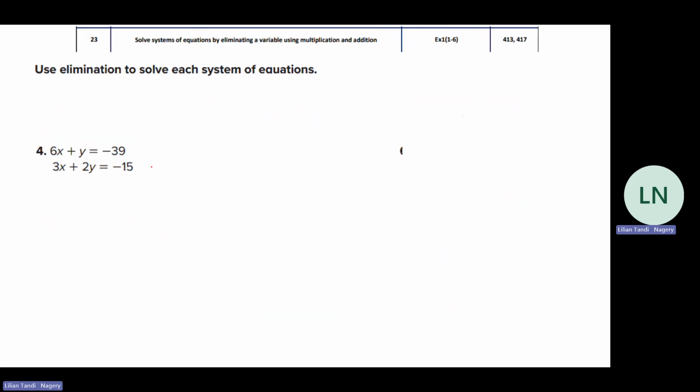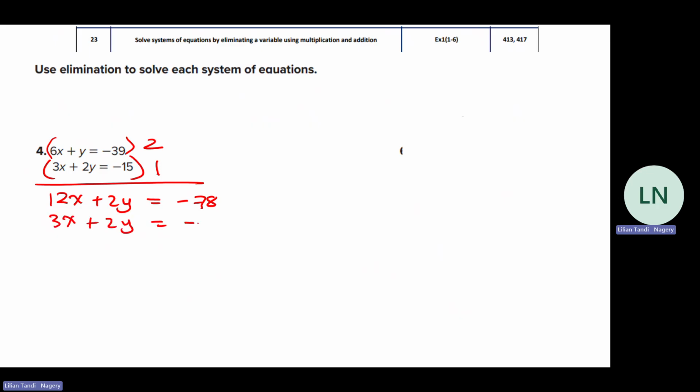Okay? I'll eliminate y because of 1. Told you, you work smart. Don't work hard. Work smart. Don't want too many steps. This is 1 here. And this is 2. So 6 times 2 is 12x plus 2y equals to negative 78. Okay? And this is 3x plus 2y equals to negative 15.